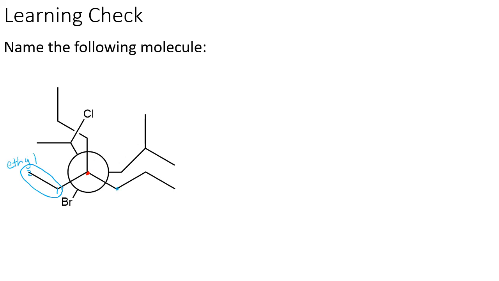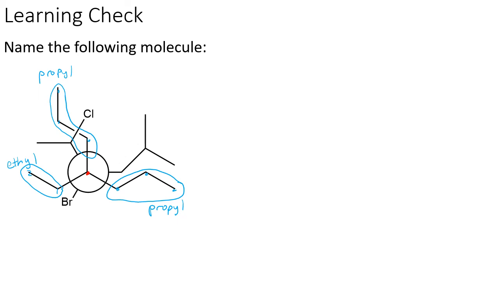Right here, you have 1, 2, 3. You have another substituent. This is a propyl. And then coming off the top, you have 1, 2, 3. So you have another propyl group. And that's all off of the front carbon. So 2 propyls and an ethyl group.